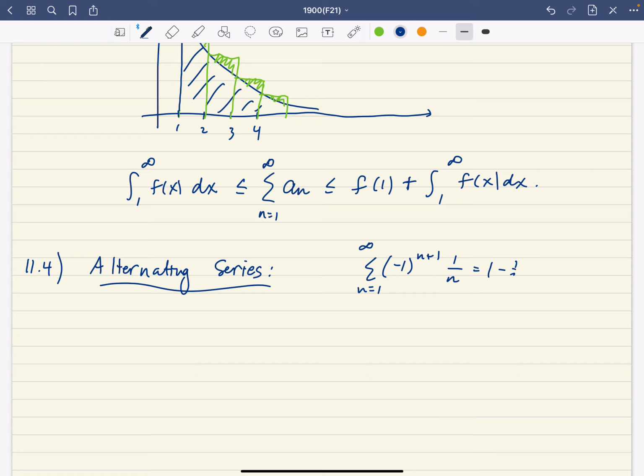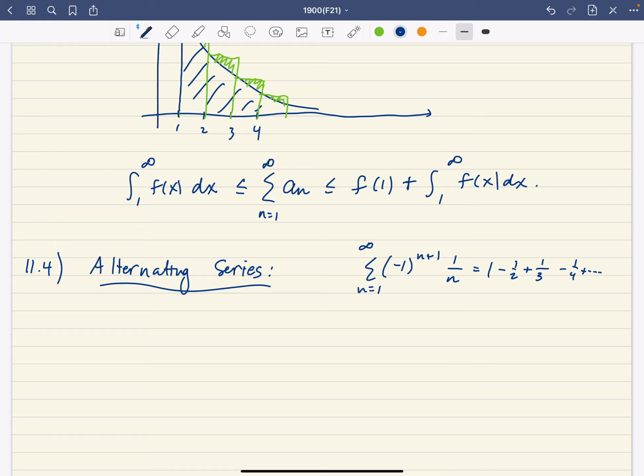If n is 2, we get minus a half. If n is 3, we get plus a third. Okay, and so on. And so the alternating refers to the plus-minus pattern that you have, so the signs alternate each term, hence alternating series.